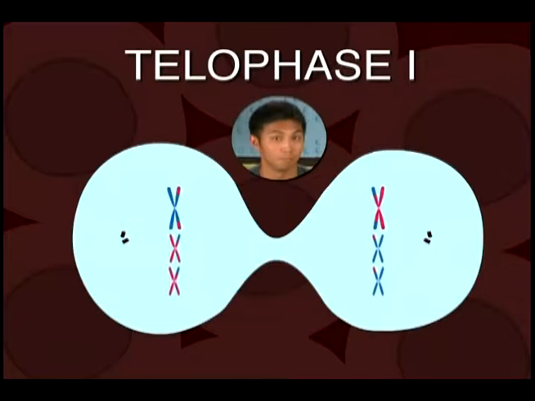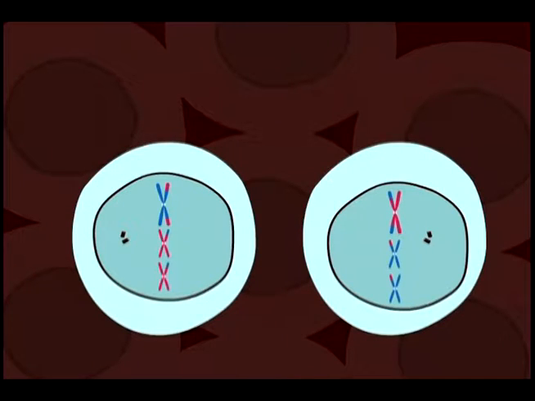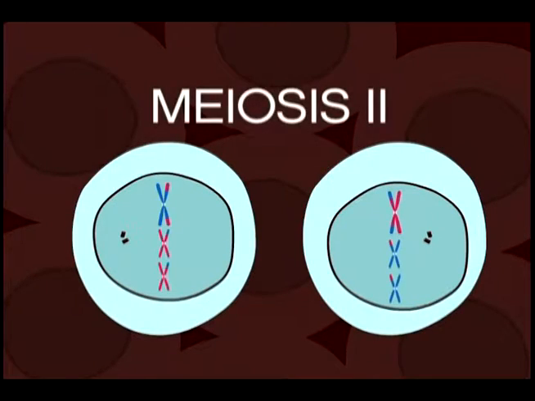Aren't we done? Nope. Look, the chromosomes are still made up of 2 chromatids each. They still contain twice the DNA, so we gotta pull them apart. And now meiosis 2, which consists of prophase 2, metaphase 2, anaphase 2, and telophase 2. Okay, we've got 2 cells at the start of meiosis 2, remember?